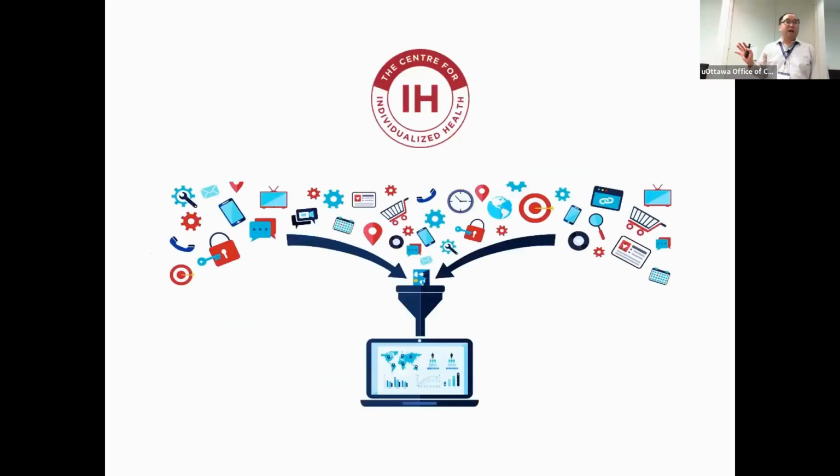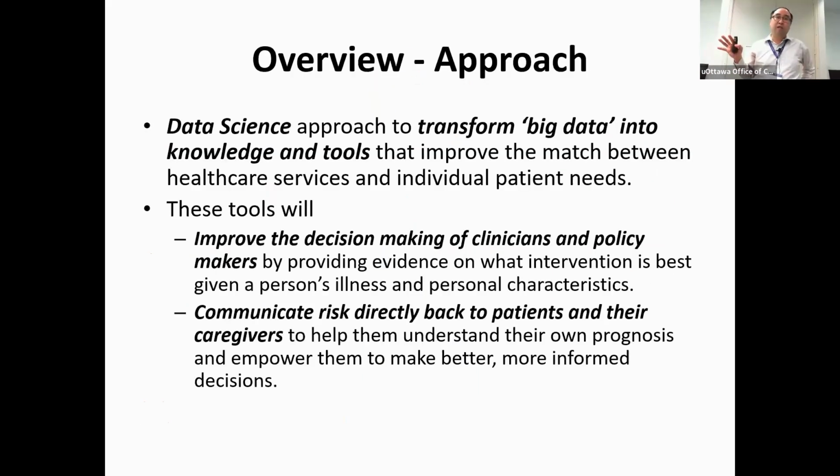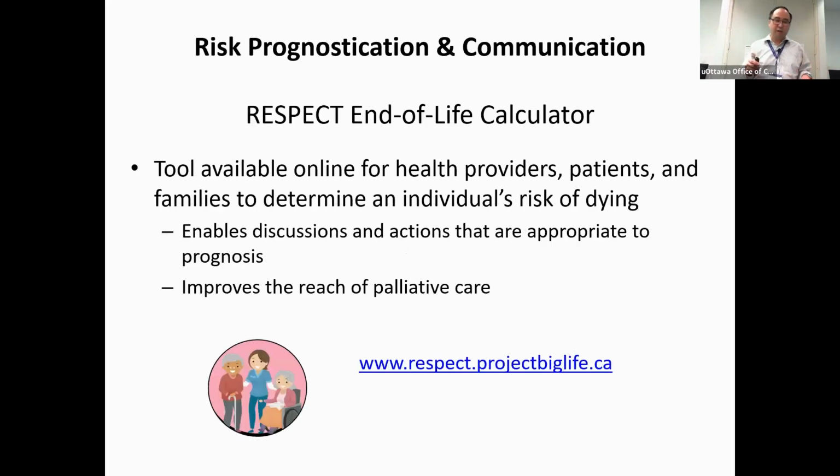Okay, and I'm just going to end by giving you an example of what we do. This is the Center for Individualized Health. It's something that we created, and it basically takes a data science approach to transform big data into knowledge and tools that help people make better decisions about their care. Essentially this is an example of one of the tools that we created, the Respect End of Life Calculator. It takes home care data and produces life expectancy so that people can get care and make decisions and have discussions that are concordant to their prognosis.